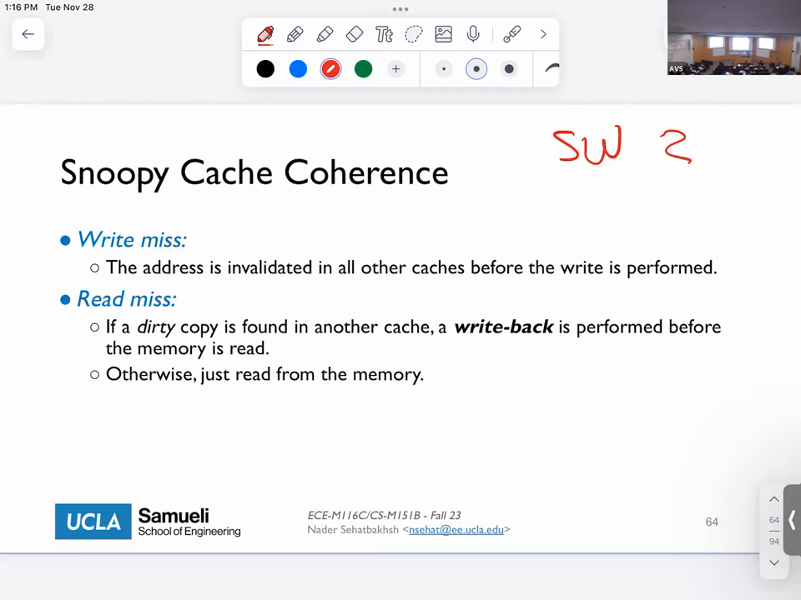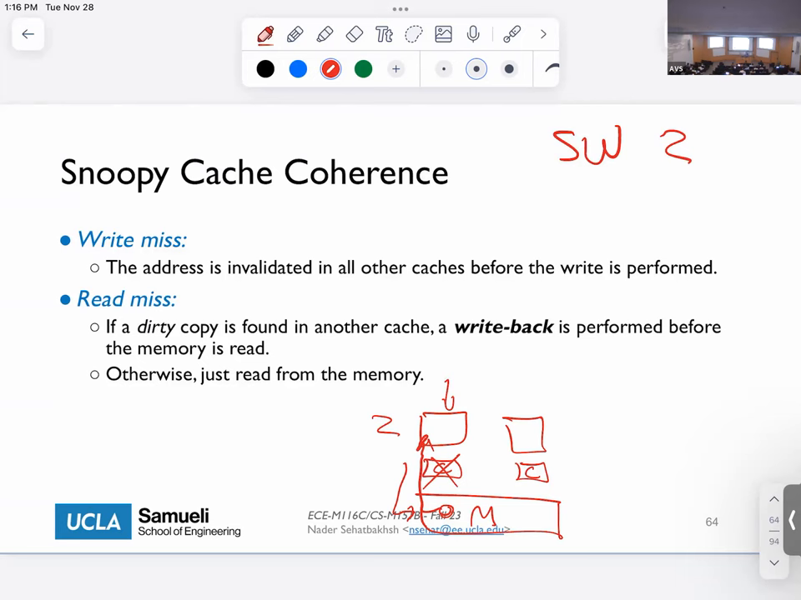On the read miss, what we need to do is read the data from the main memory, right? So let's say I have core number one and core number two, they have their own caches, okay? And I have the main memory here, for example, okay? Let's say this CPU wants to read address Z and it's not in its cache. So it has to go to the memory and read it, okay? So it can go to the memory and bring the data back and we're good to go.